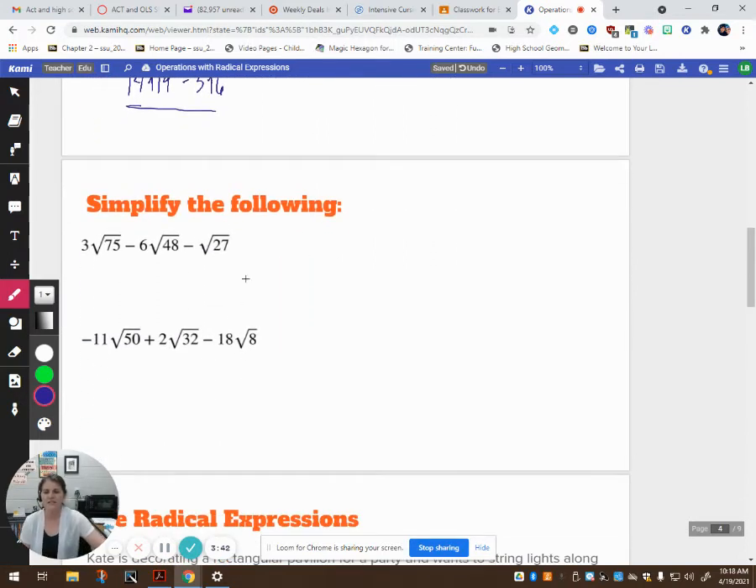All right, so now we're going to simplify the following. I love this. It's like trying to solve a puzzle. The first thing I look at is that none of my radicands are the same number. So I start looking at them and thinking, okay, what can I divide them all by so that I have a similar radicand?